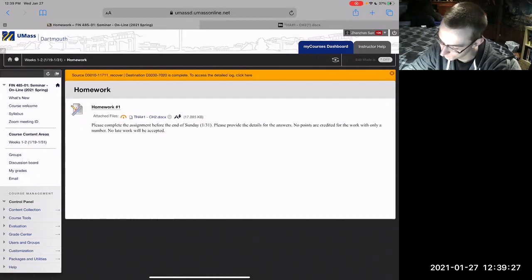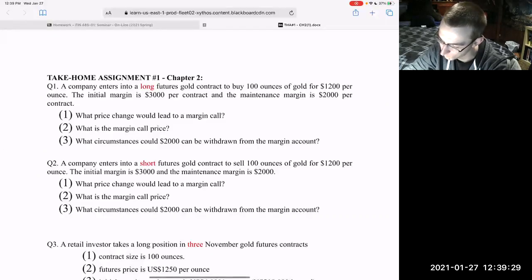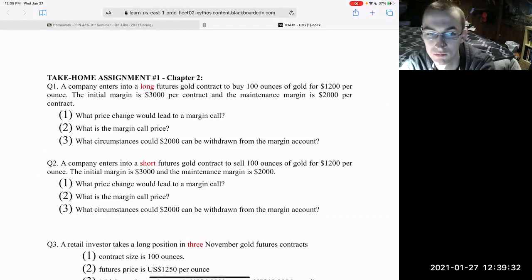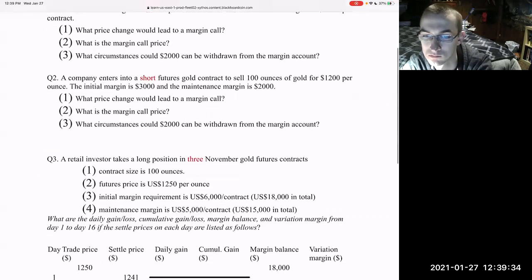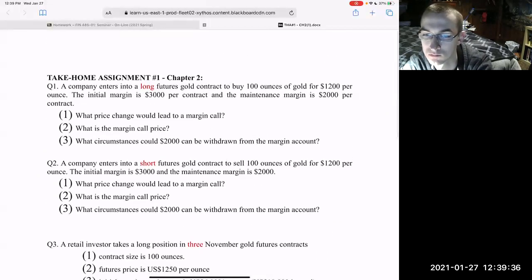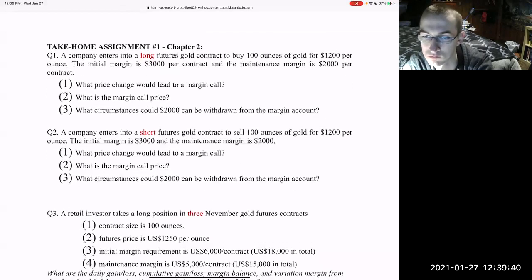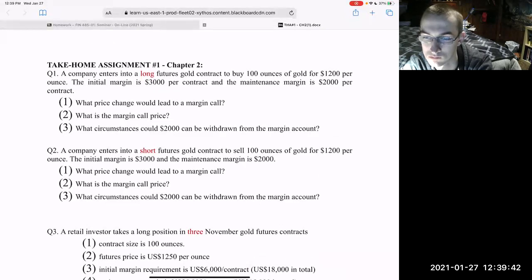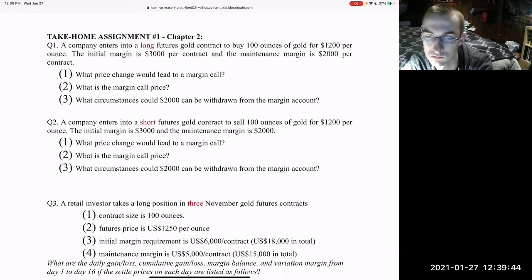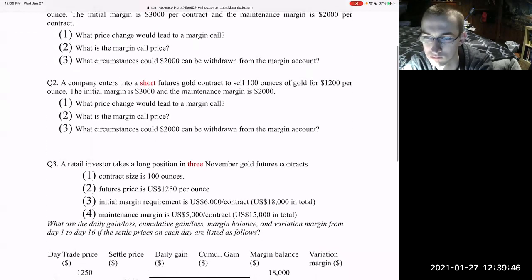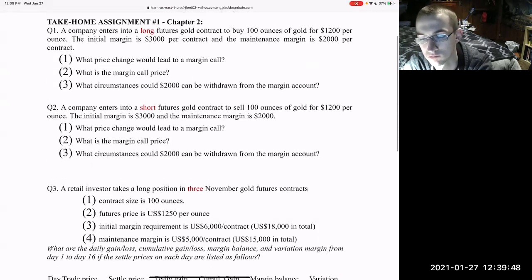Okay, the assignment: take home assignment number 1, chapter 2. You're gonna have 3 questions. Question 1 asks you about the long position. I highlight long position. So you calculate the price change, margin call price, and the price at which you're gonna withdraw money. And question 2 talks about the short position.